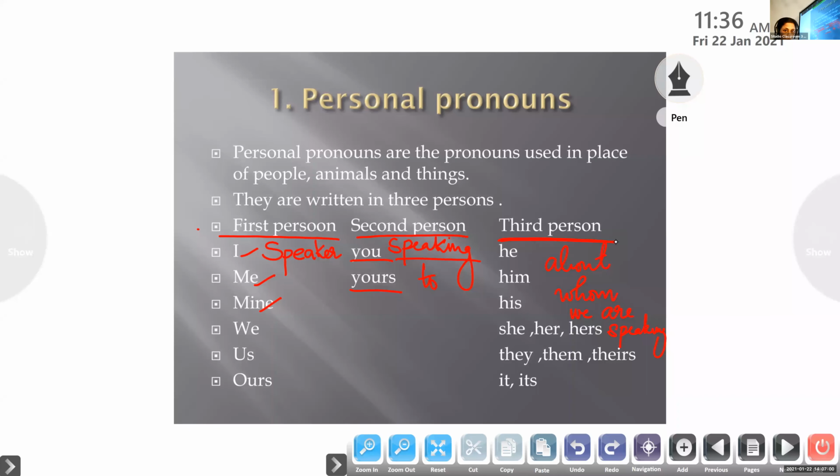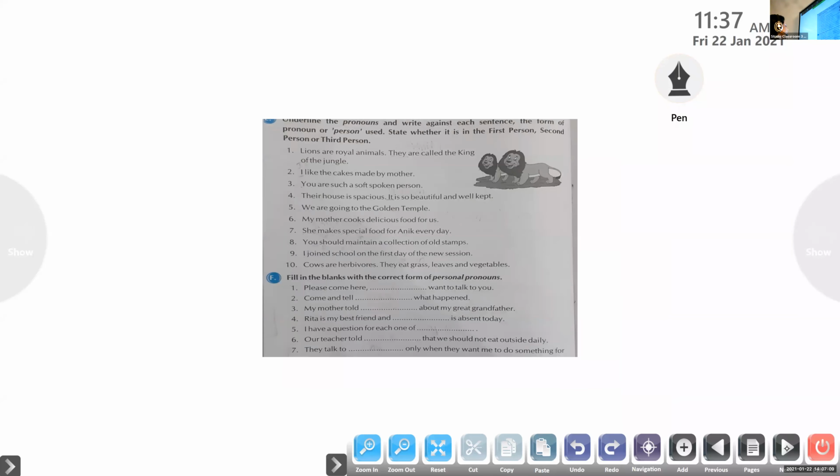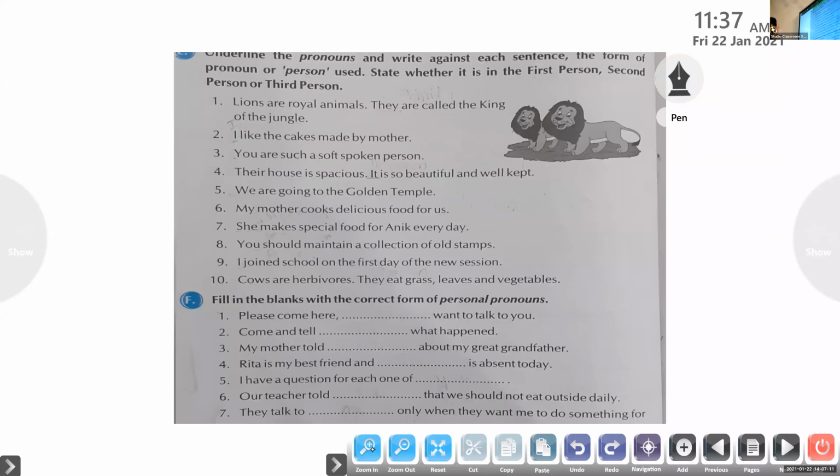Exercise is not given in your book. This is just so we know what a personal pronoun is. So here is an exercise for you children. It is not in your book. What we have to do is underline the pronouns and state whether it is first person, second person, or third person. Are you all ready? Okay, then. So Meenakshi, come on, start.